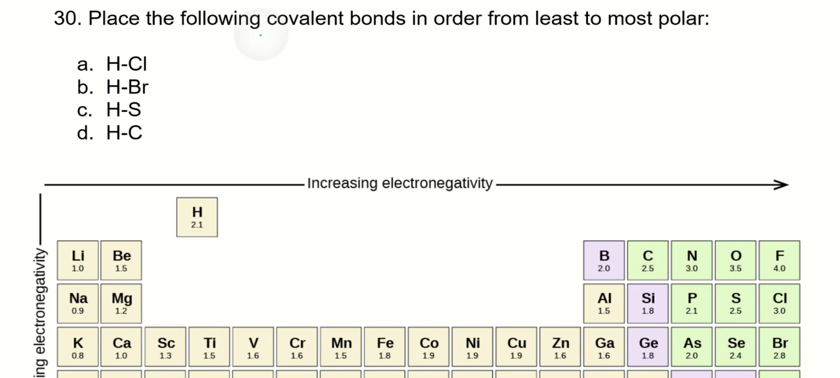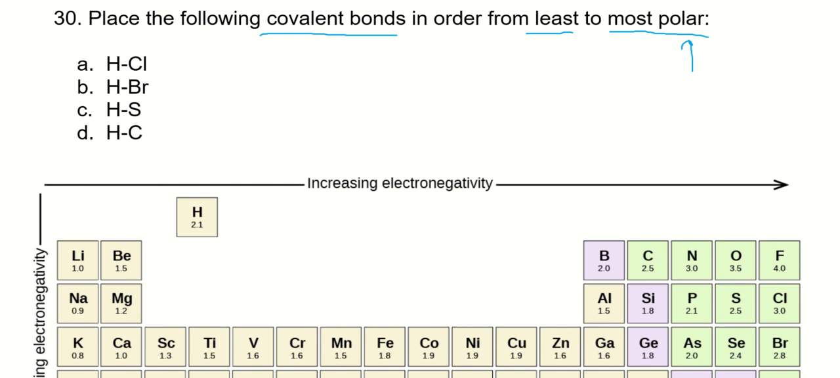Let's place the following covalent bonds in order from least to most polar. Covalent bonds are the sharing of electrons between two atoms, and a covalent bond would be polar if that sharing is unequal. In other words, you have an unequal distribution of electrons between those two atoms.